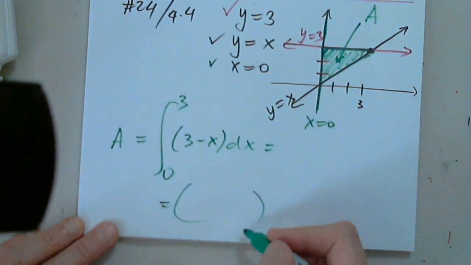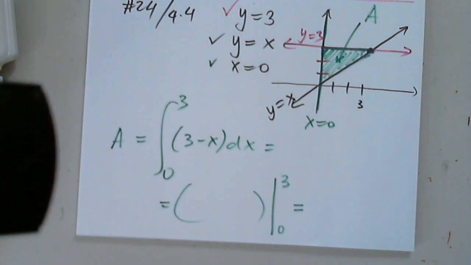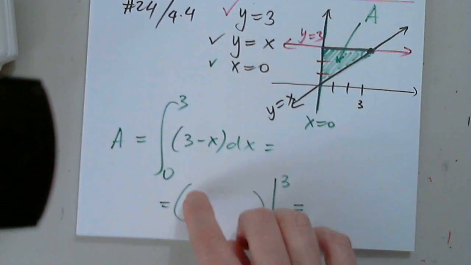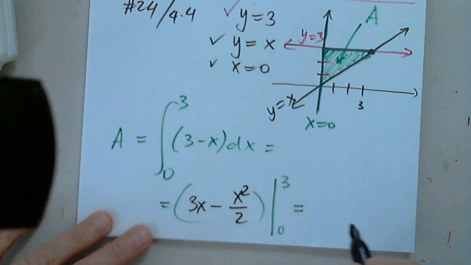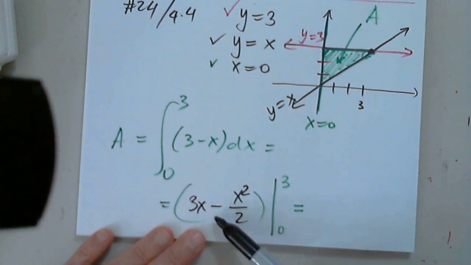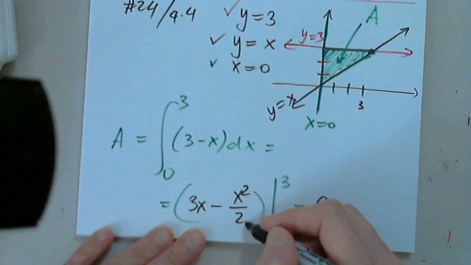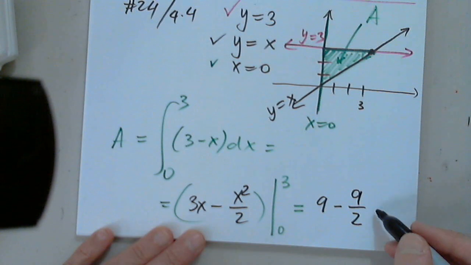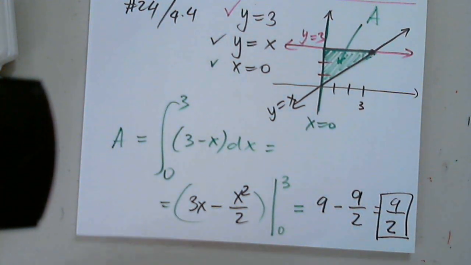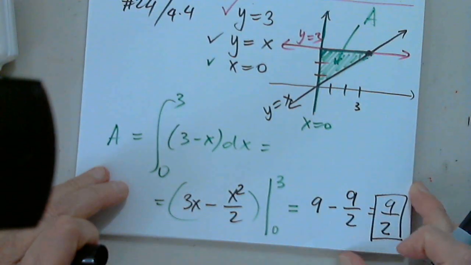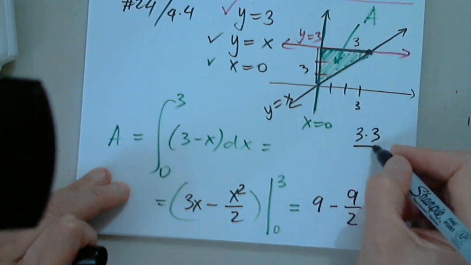So then, can anyone give us the antiderivative? Would it be 3x minus x squared over 2? Excellent. Luckily, it's a polynomial, so when I plug in 0, I don't need to, because it's 0. 3 times 3, 9, minus 9 over 2. 18 minus 9, 9 over 2. Let's see what I get with geometry. Base is 3. Height is 3. Base times height divided by 2.